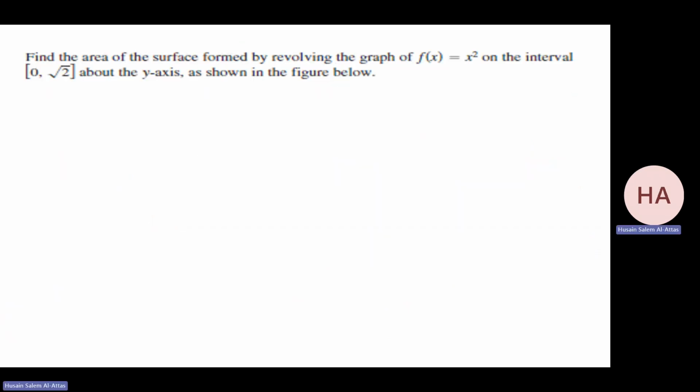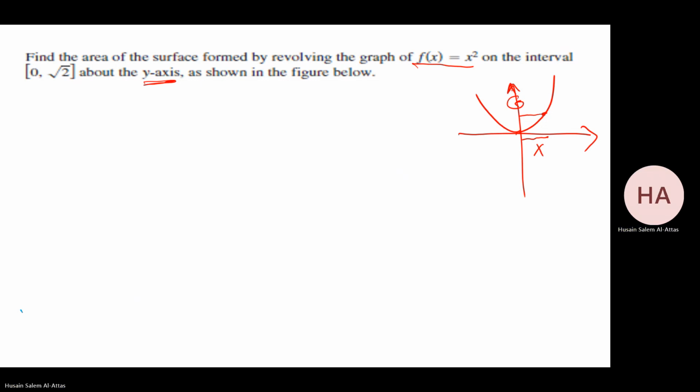Okay. Find the area of the surface formed by y = x², rotated about the y-axis. So this is x², and they want it about the y-axis. Be careful here. Now, the distance r(x), what will be r(x)? The distance between the function and the axis will be x. So r(x) equals x in this case. I hope it's clear.